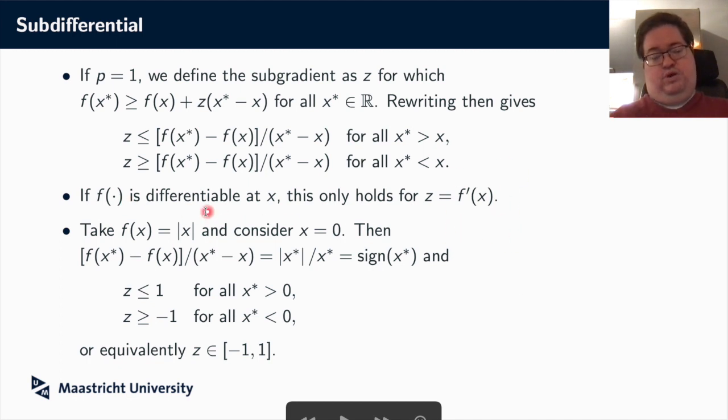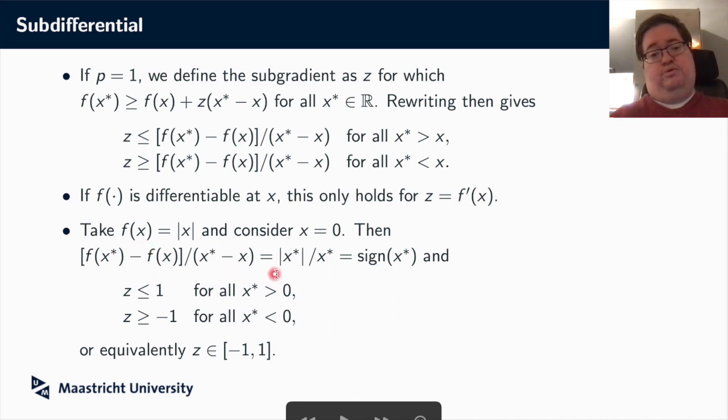Now let's take the function that we are interested in, the absolute value. So f(x) is the absolute value of x. Well, we also know that if x is not 0, then of course the function is just differentiable, right? There's no problem at any point apart from 0. So we consider x equal to 0. Right, then we're going to solve for these two equations. Well, what is f(x star) minus f(x) divided by x star minus x? Well, x is 0, so in the denominator we just get x star. In the numerator, we get the absolute value of x star minus 0.